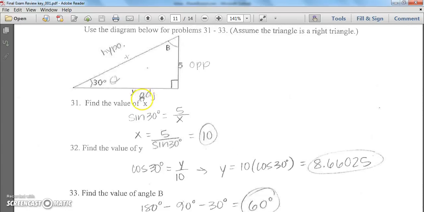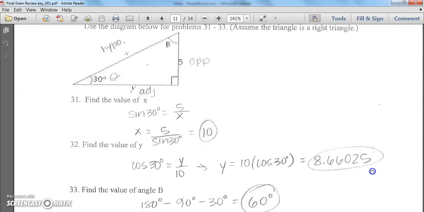Find the value of y. Now, you can do this a couple different ways. You could use tangent and do tangent of 30 equals 5 over y, or since I now know what my hypotenuse is, you can go cosine of 30 degrees equals y over the 10 I just found for x, which is my hypotenuse, and do it this way. All right, cosine is adjacent, which I don't know, y, over hypotenuse, 10. Multiply both sides by 10. Cosine of 30 times 10 is that value right there.